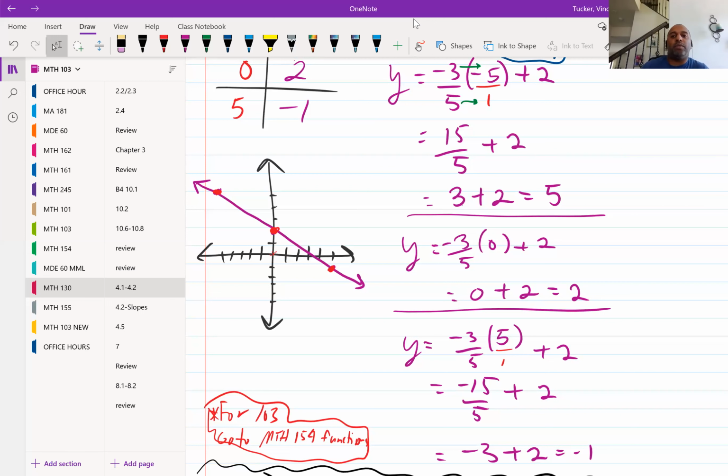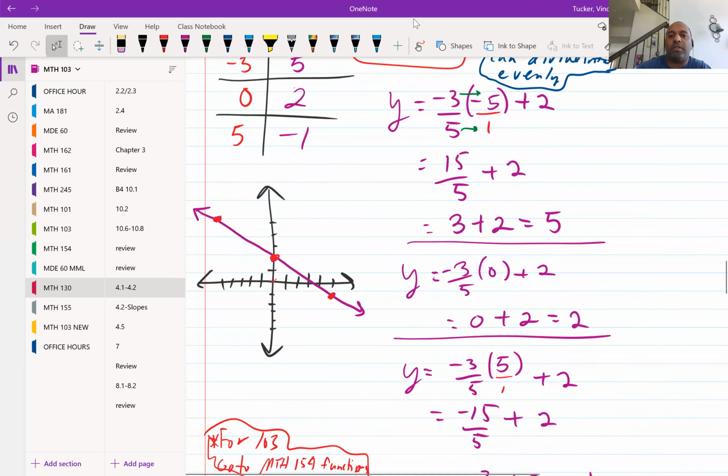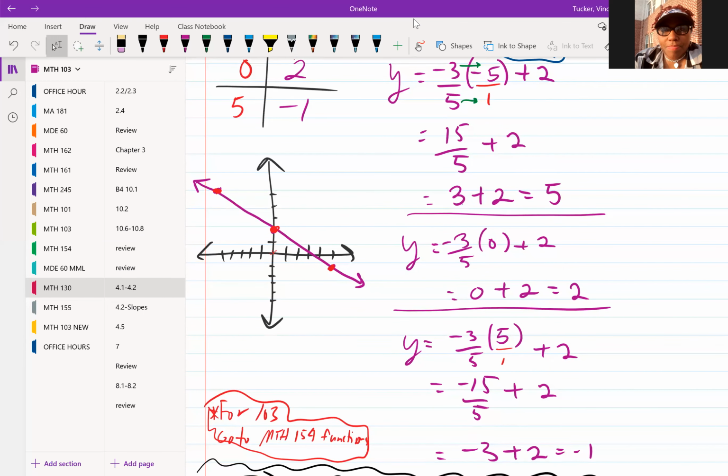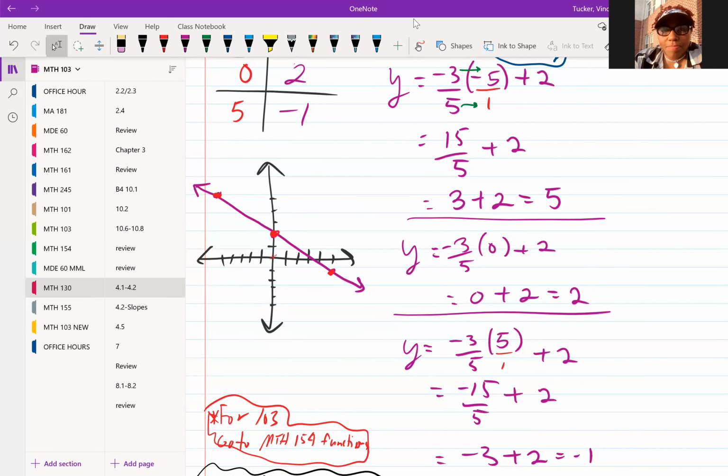All right, are we good with the ordered pairs? Talk to me, everybody. Let me see, did I do that right? Okay, yeah, negative 15. All right, going up a little bit more. So that last one is going to equal negative 1?